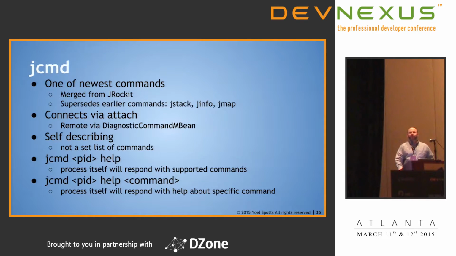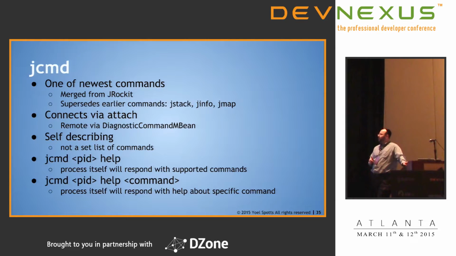Now what's really nice about jcmd is that it is self-describing. So you'll look at some of the other commands and there'll be differences between JDK 7 and JDK 8, for example. Some of the command line options may be different. jcmd is completely self-describing. You don't have a set list of command line parameters. Instead, you run jcmd along with the PID and then help, and the process itself responds with the supported commands. So you actually get a list of supported commands.